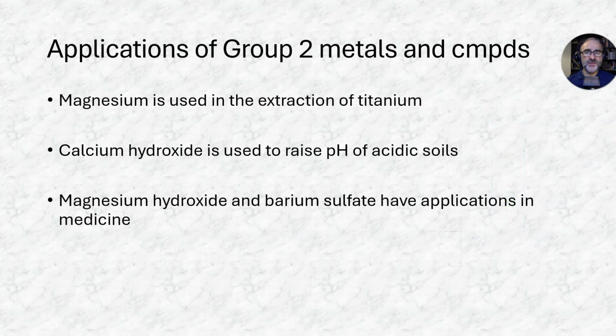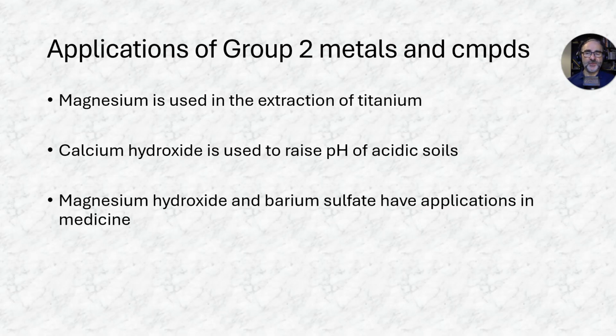Okay, and this brings us to talk about the applications of some of the Group 2 metals and their compounds. Remember these are important to know because they will come up in your exam questions, and I'll go into more details of them elsewhere. But it's important to know magnesium is used in the extraction of titanium from titanium ore. Titanium is a really, really useful metal. It has a lot of very useful properties, but it's not easy to extract from its ore. And we use elemental magnesium, solid magnesium, in that process.